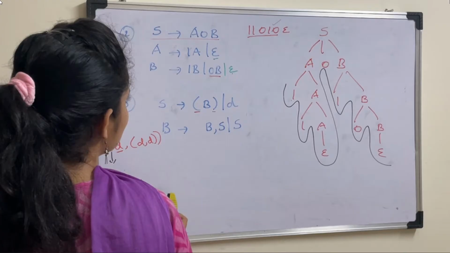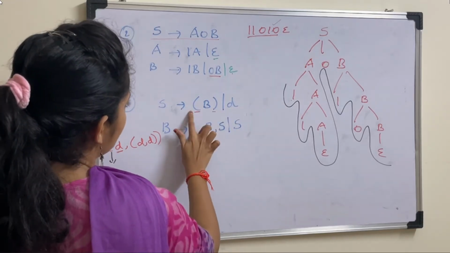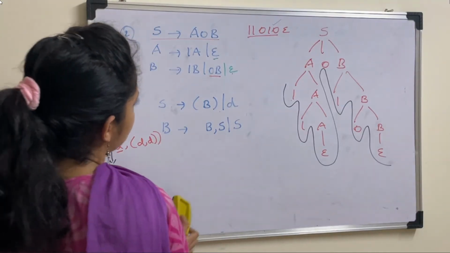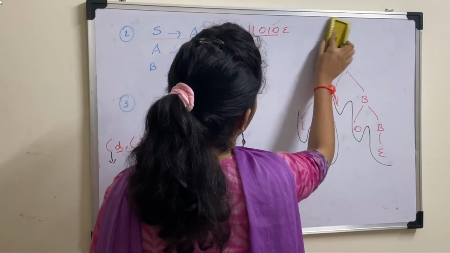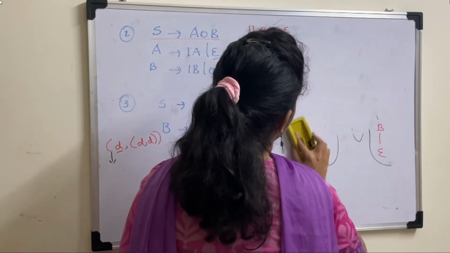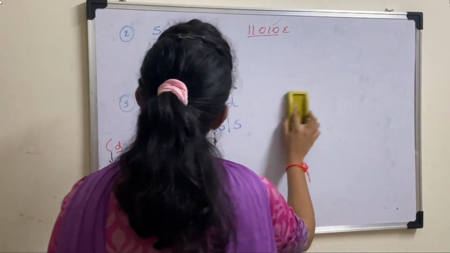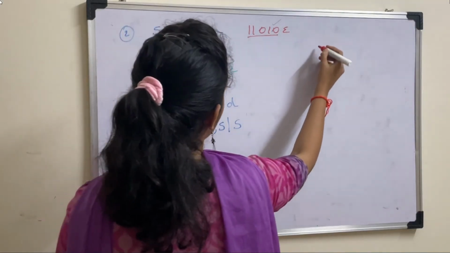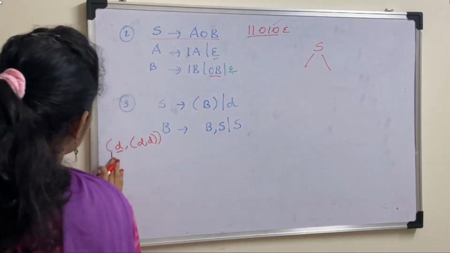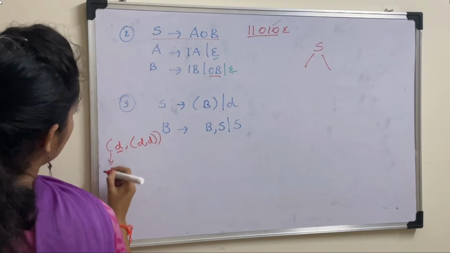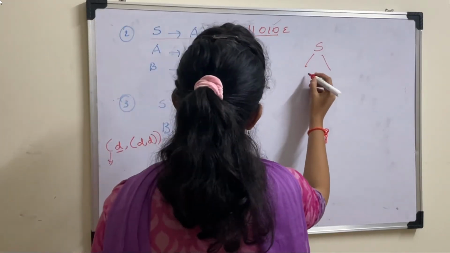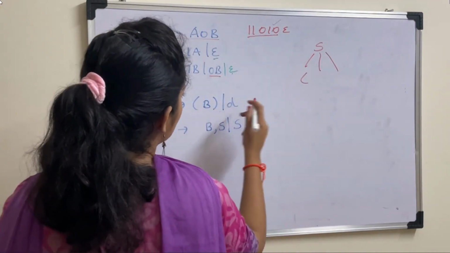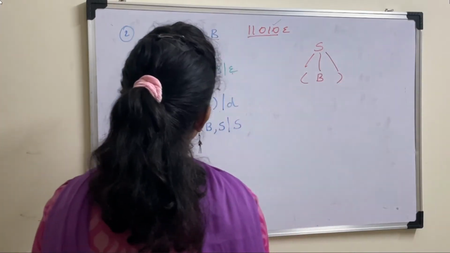Now let us see how to draw the parse tree for the next production, where we have brackets like this, and how to solve such types of grammars. We'll see that example. Take this one first. S derives... here the string should start with a bracket, so you need to take this S derives. For brackets also you need to take them separately. So this is open bracket, then B, close bracket.